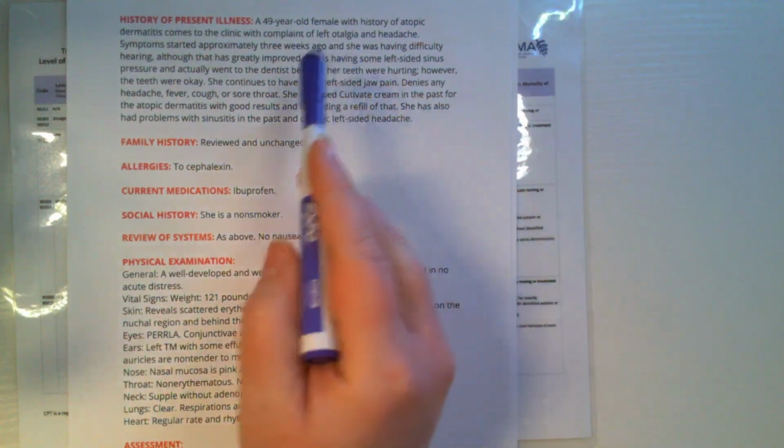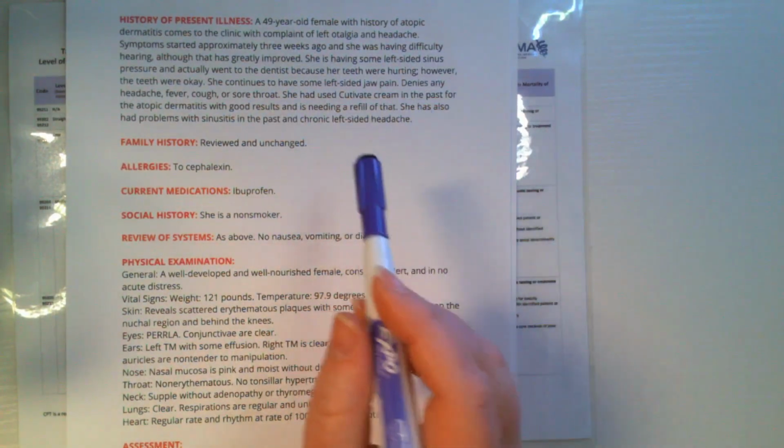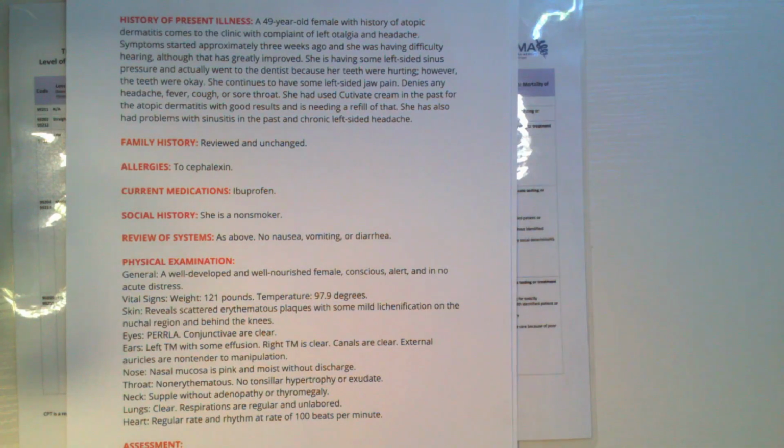Now let's go over this one. 49-year-old female with history of atopic dermatitis comes into the clinic with complaints of left otalgia and headache. Symptoms started approximately 3 weeks ago and she was having difficulty hearing, although that has greatly improved. She is having some left-sided sinus pressure and actually went to the dentist because her teeth were hurting. However, the teeth were okay. She continues to have some left-sided jaw pain, denies any headache, fever, cough, or sore throat. She has used Cutavate cream in the past for the atopic dermatitis with good result and is needing a refill of that. She also has problems with sinusitis in the past and chronic left-sided headache.